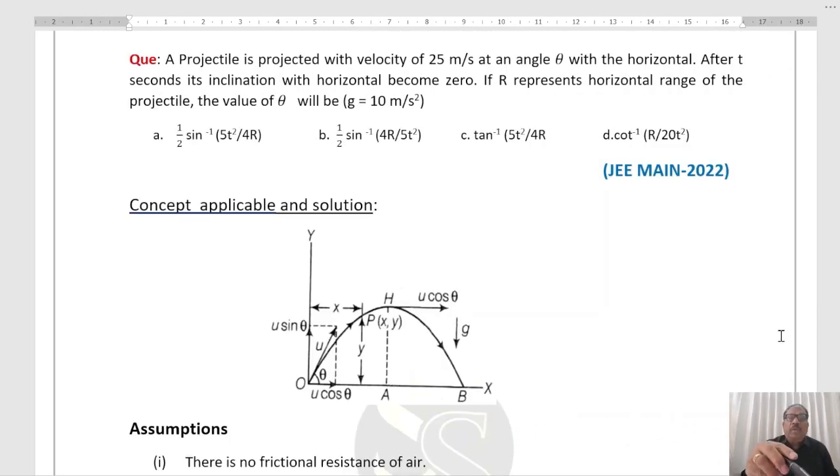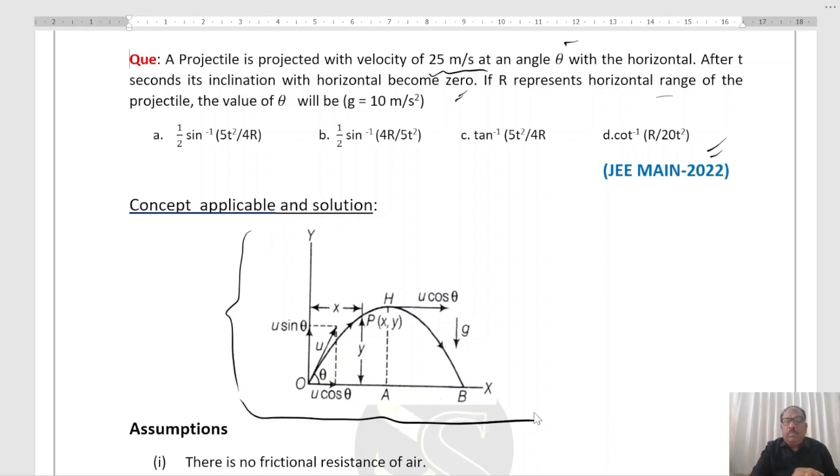The question is: a projectile is projected with velocity 25 meter per second at an angle theta with the horizontal. After t seconds, its inclination with the horizontal becomes 0. If R represents the horizontal range of the projectile, then the value of theta will be, we have to pick one of the correct answers. This question is taken from JEE Main 2022. Concept applicable solution.